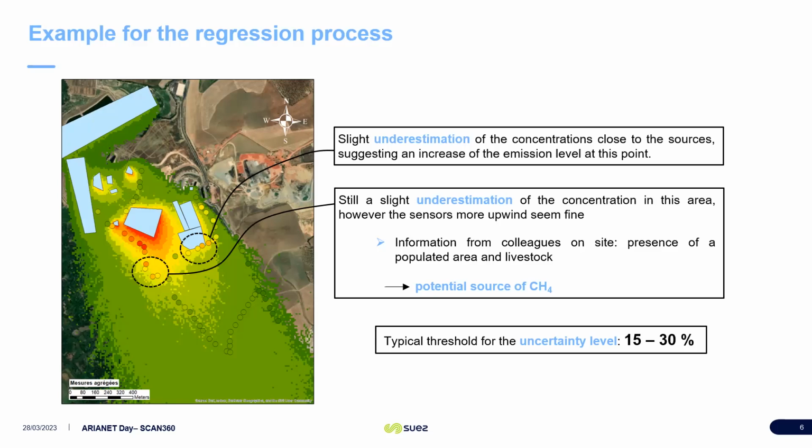And typically what we try to achieve is an uncertainty level of 15 to 30%. So this is the difference between the measurements and the model. So that was the basic structure of Scan 360. And I'm now going to pass on to Bruno, but if later on you have some questions about this, I will be happy to answer.